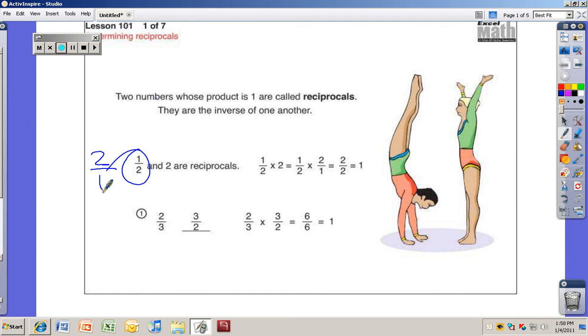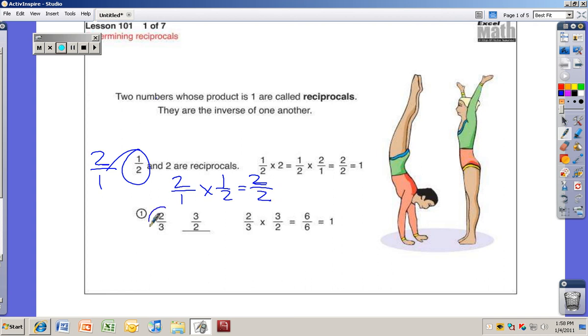But anyway, when you multiply the reciprocal times the original fraction, you always get 1. 2 times 1 is 2. 2 times 1 is 2. 2 over 2 is equal to 1. See, you multiply the reciprocal times the original. Got it? You get it now?